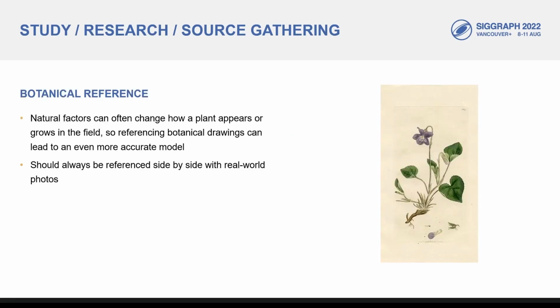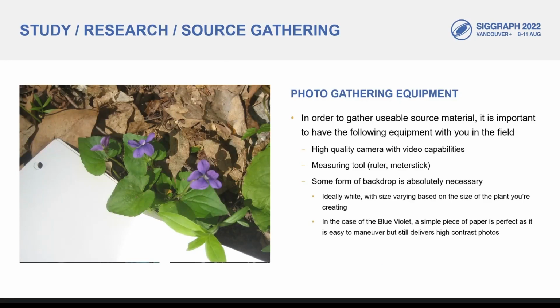Another useful reference to have when creating these botanically accurate models is botanical drawings. Natural factors that you would see out in the fields can really change how a plant appears or grows, especially non-natural factors too, like landscaping and things like that. So having a botanical drawing reference can really help you build out a more accurate model where even some source material that you gather yourself might falter a little bit. But you should always reference the botanical drawing with real world photos as well, and create a whole picture from those things combined.